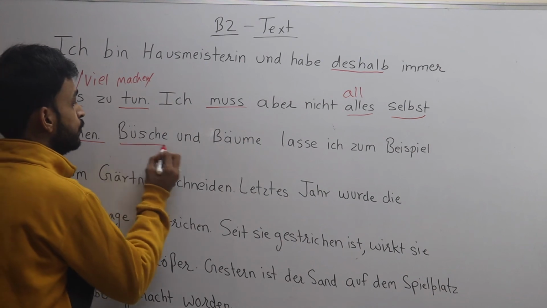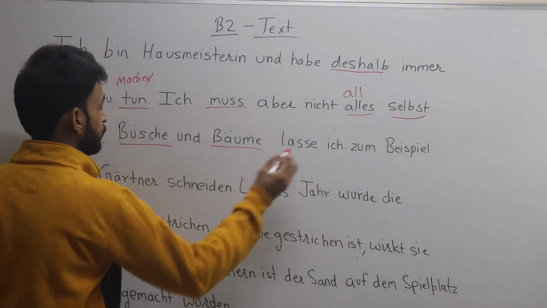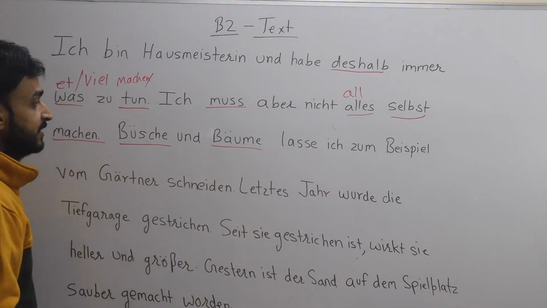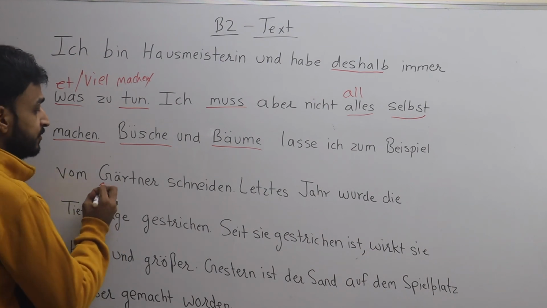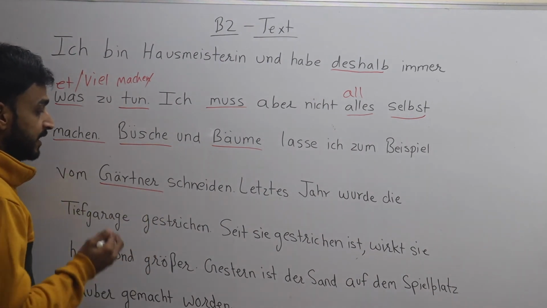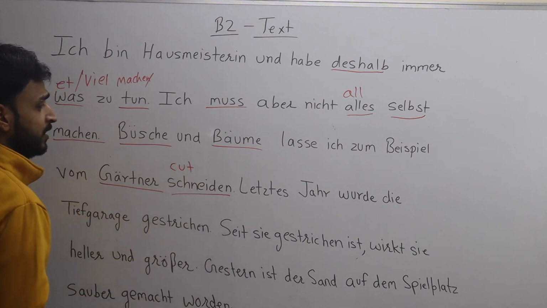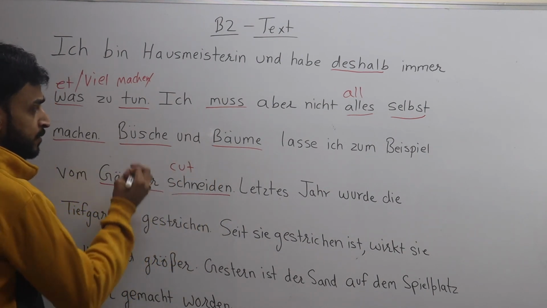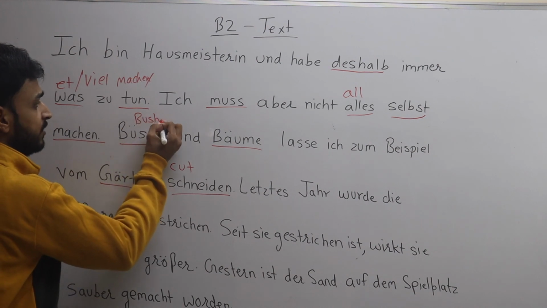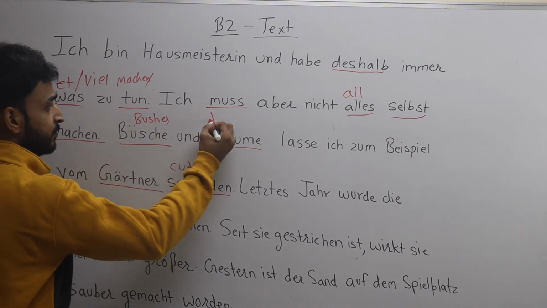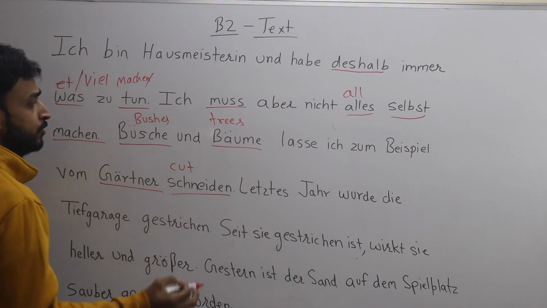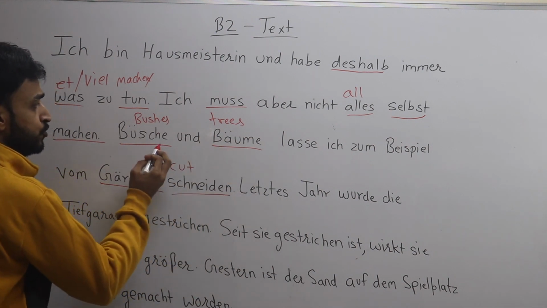Büsche und Bäume lasse ich zum Beispiel vom Gärtner schneiden. Gärtner is a gardener who works in the garden. Schneiden means to cut. So to cut the trees and bushes. Sometimes there are bushes in the garden and trees. So you know the plural: Baum, Bäume; Büsche, bushes.